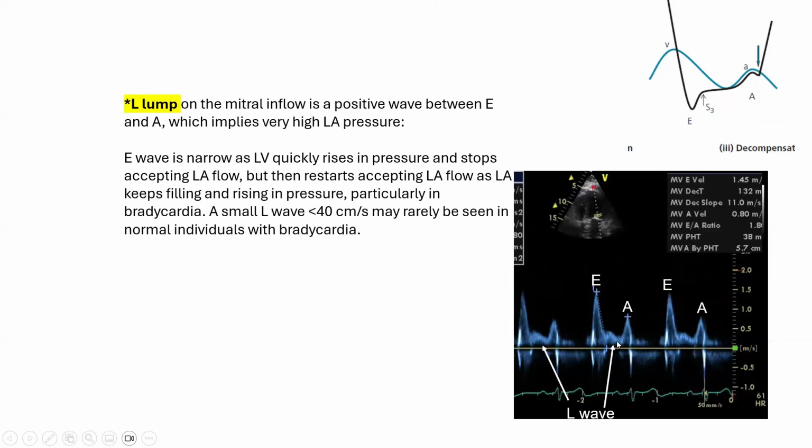And this L lump or L wave is better seen in bradycardic patients, and it's considered definitely abnormal when it's over 40 centimeters per second. The LA pressure and LA compliance are so overwhelmed that the LA keeps needing to empty throughout diastole and prevent a diastasis phase. But it still cannot empty properly. That's why that L wave is of low velocity, because the LV pressure also keeps shooting up.